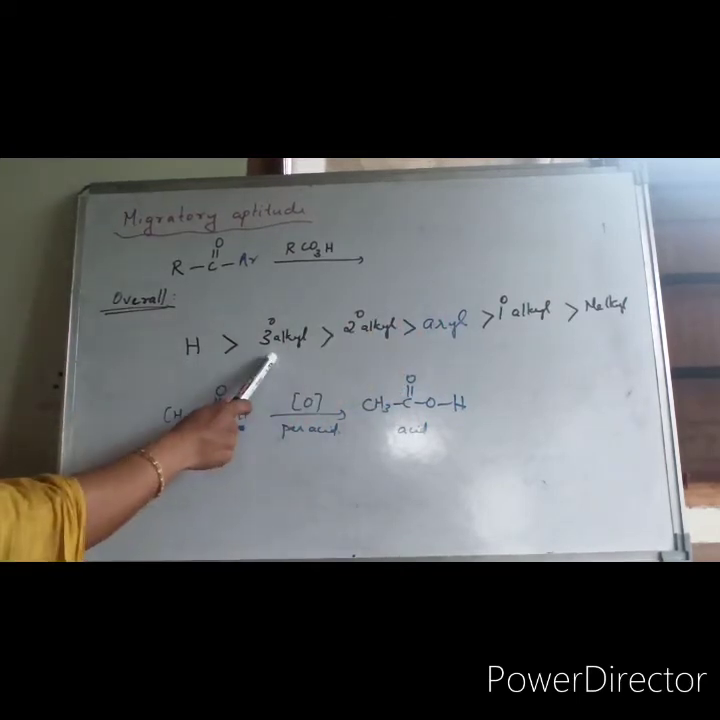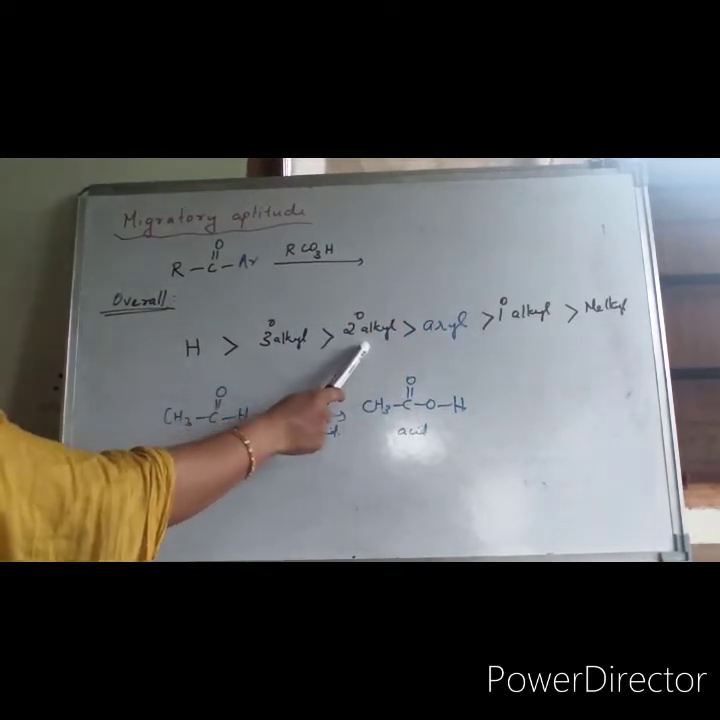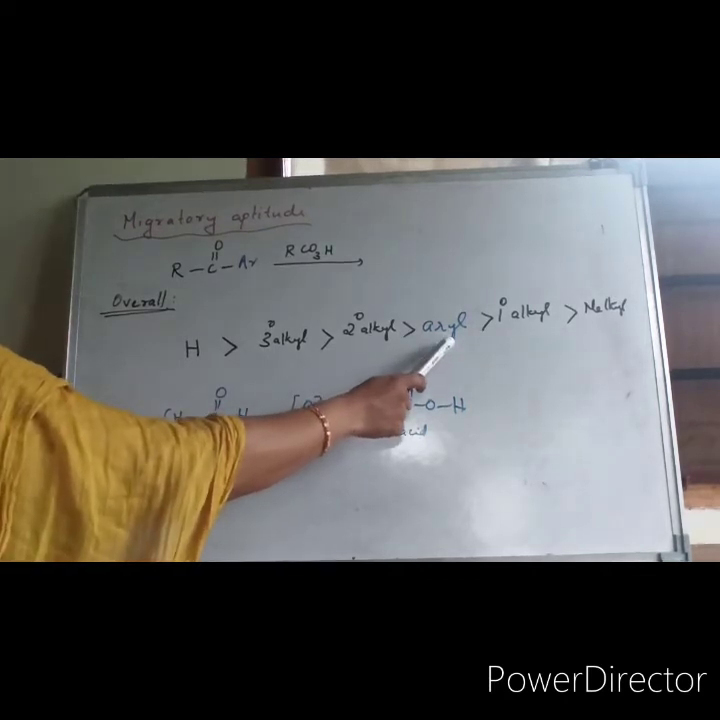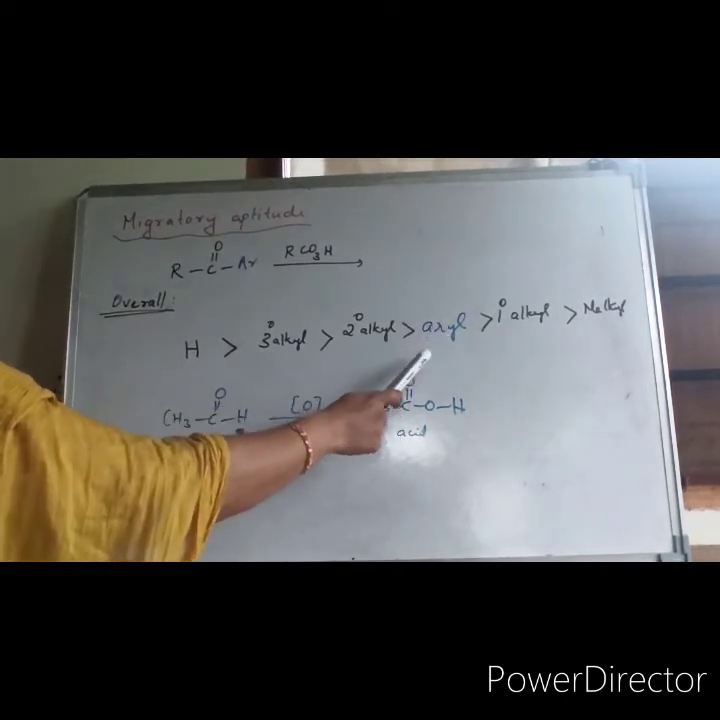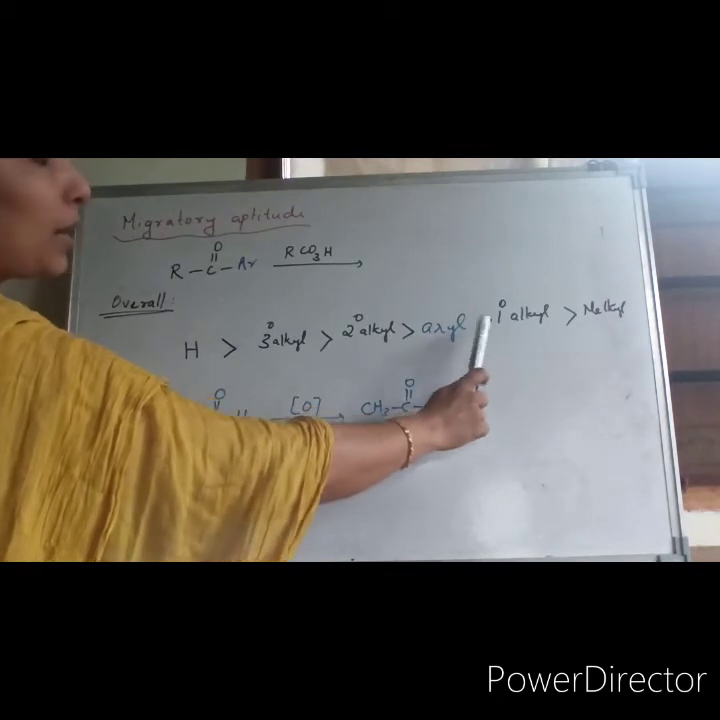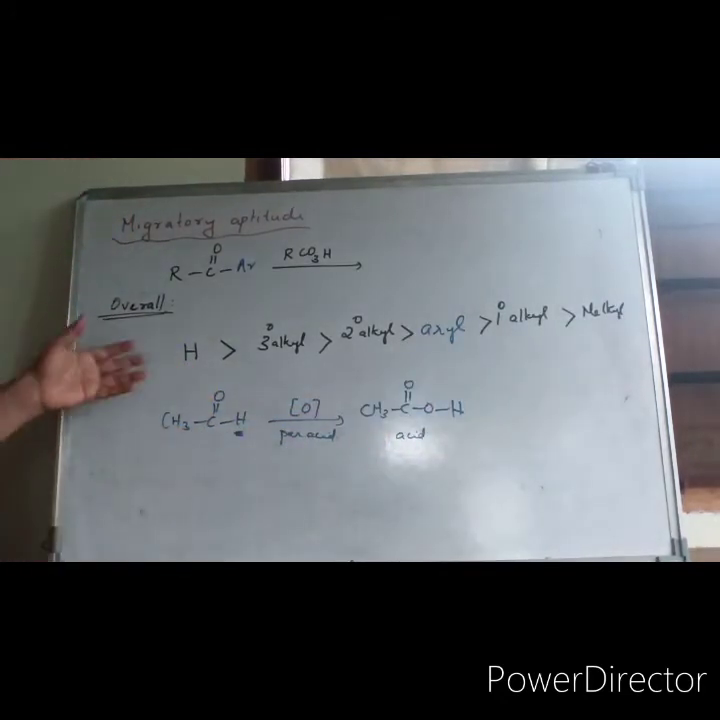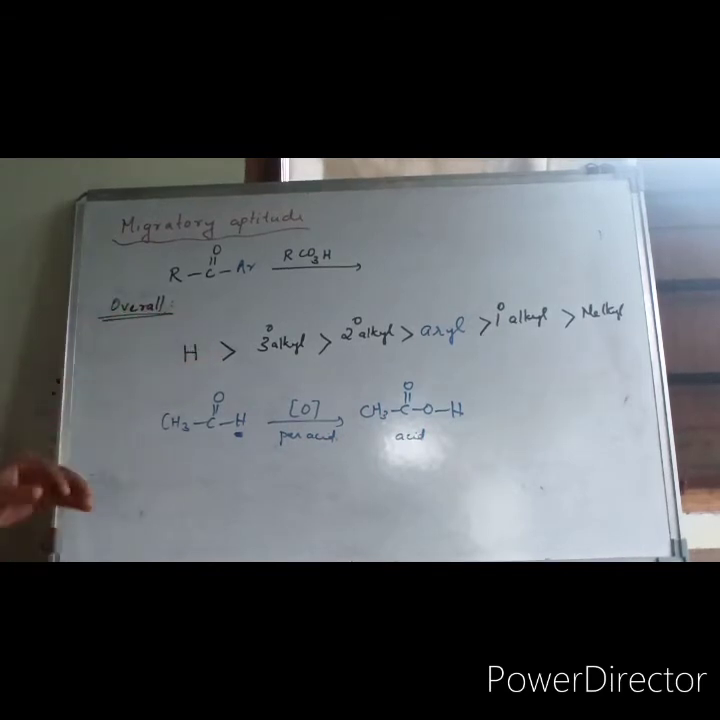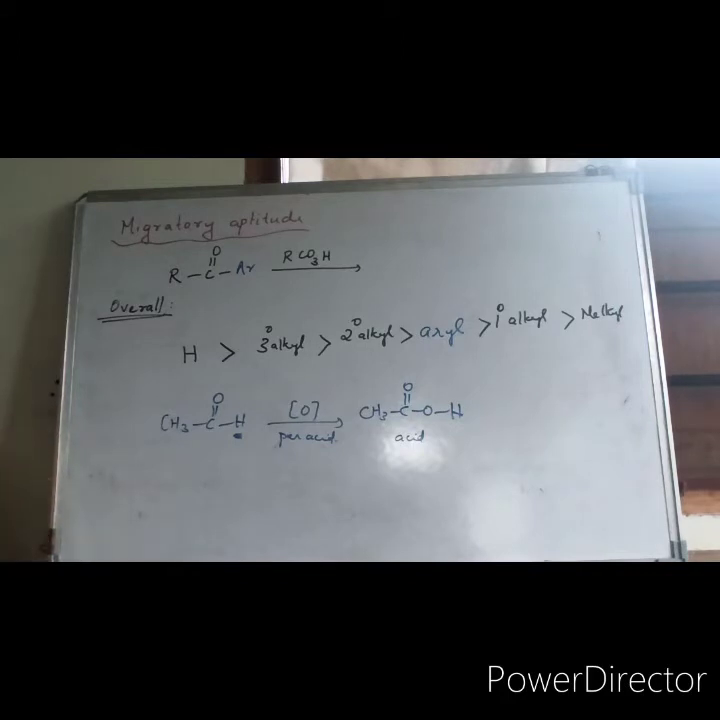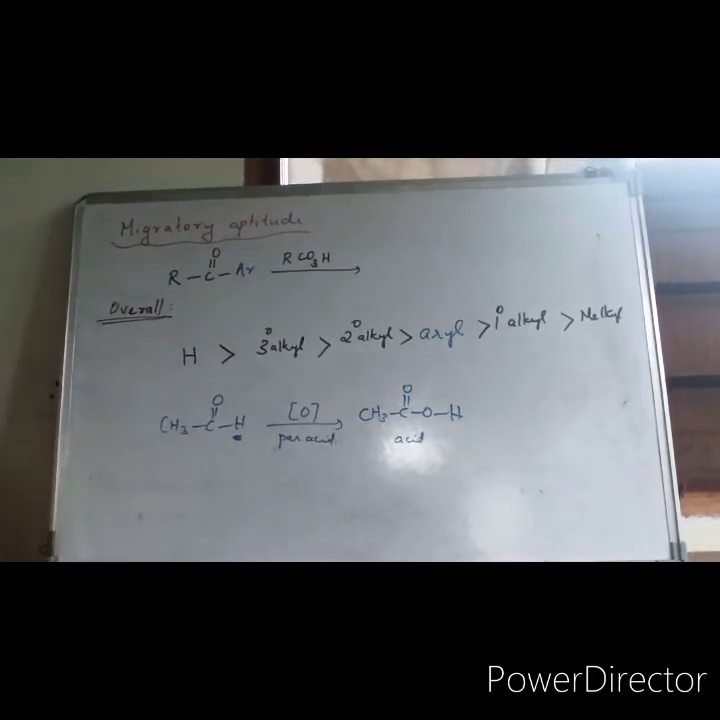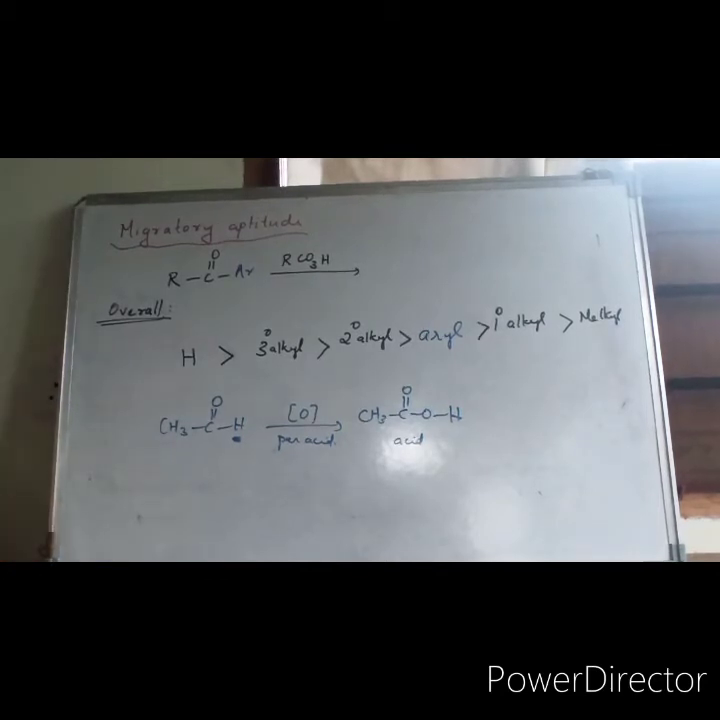Then comes tertiary alkyl, then secondary alkyl, then aryl groups. Okay, aryl groups will be between secondary and primary, then primary alkyl, then least for the methyl group. So this order of migratory aptitude you have to always keep in mind. Now based on this, you have to predict the product of the reaction. After Baeyer-Villiger oxidation, you have to predict which group will be migrating, so accordingly you have to write the product.